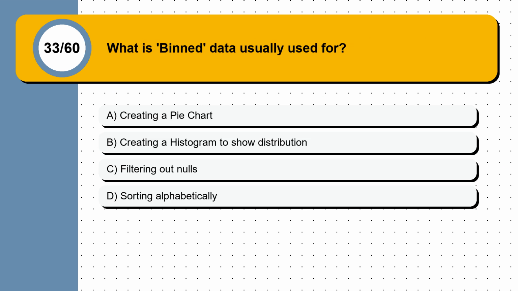Question 33. What is binned data usually used for? Option A, creating a pie chart. Option B, creating a histogram to show distribution. Option C, filtering out nulls. Option D, sorting alphabetically.